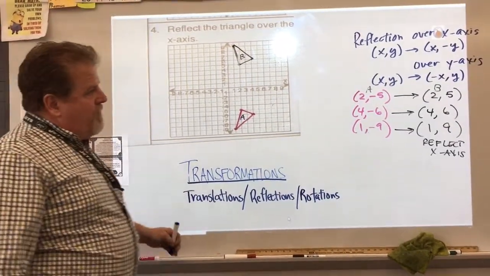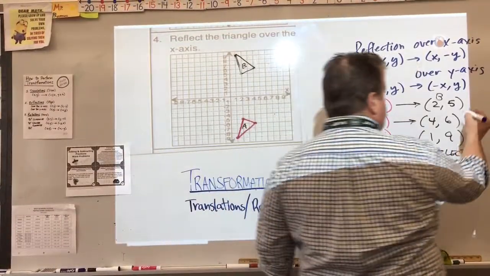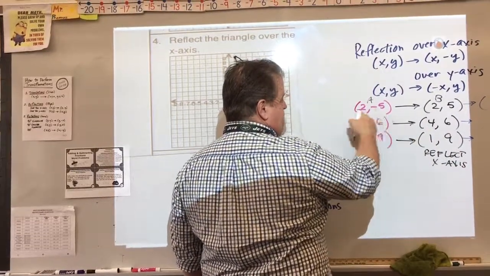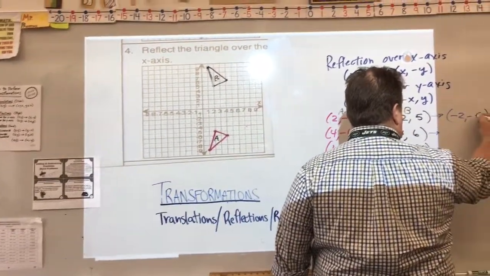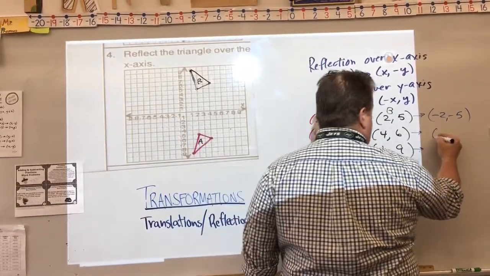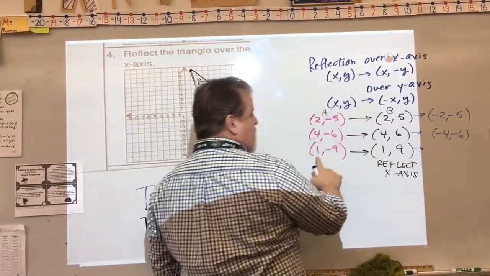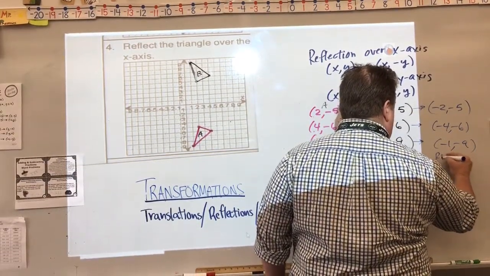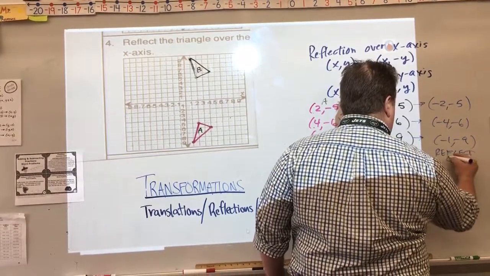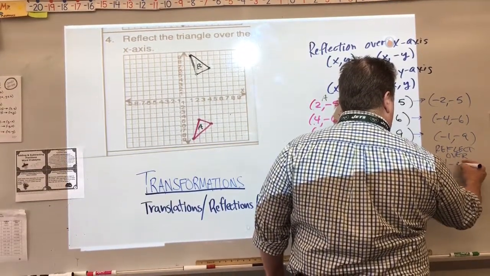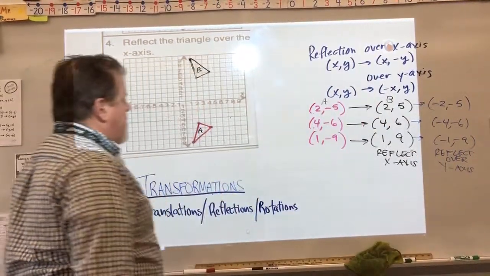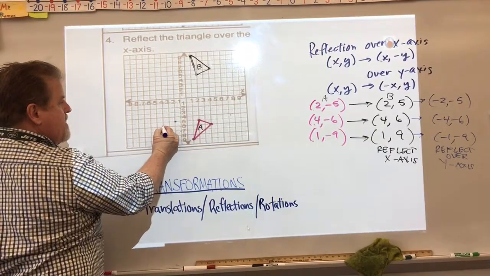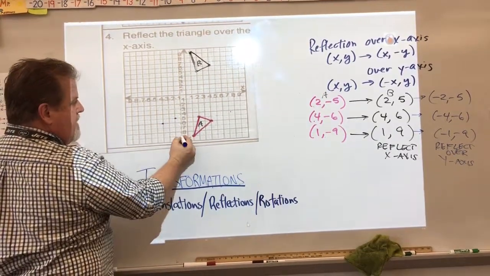Now, if we're reflecting it over the y-axis, let's do that as well. (2, negative 5) would turn into (negative 2, negative 5). (4, negative 6) would turn into (negative 4, negative 6). And (1, negative 9) would turn into (negative 1, negative 9). So: (negative 2, negative 5), (negative 4, negative 6), and (negative 1, negative 9).